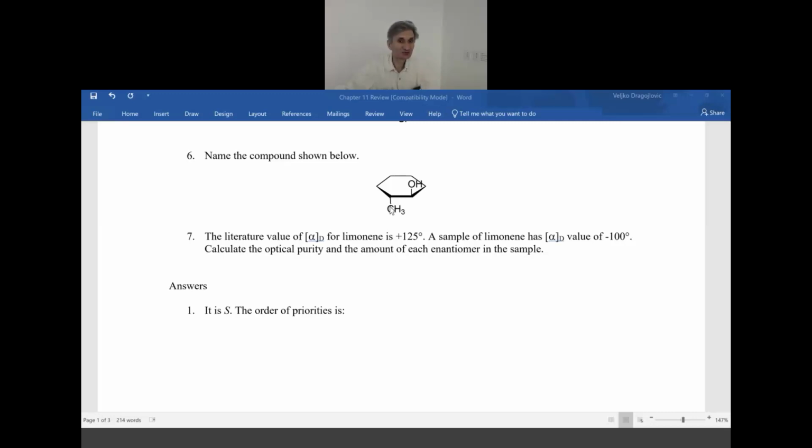It could be, of course, 3 if it were on carbon 3, 4 on carbon 4. 2 would also be here, and 3 also here. If they're on the same side of the ring, both up or both down, then it's cis.